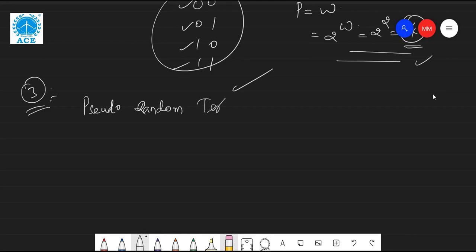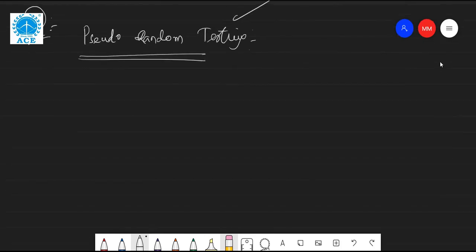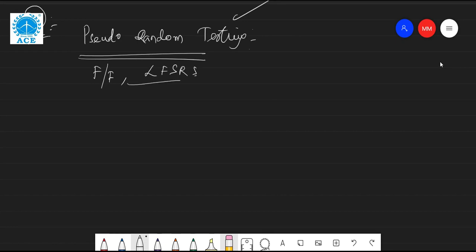Random testing. The third one is pseudo random testing. In this case, it uses linear feedback shift registers and flip-flops. So here we are using flip-flops and linear feedback shift registers. Generally we are using this testing.